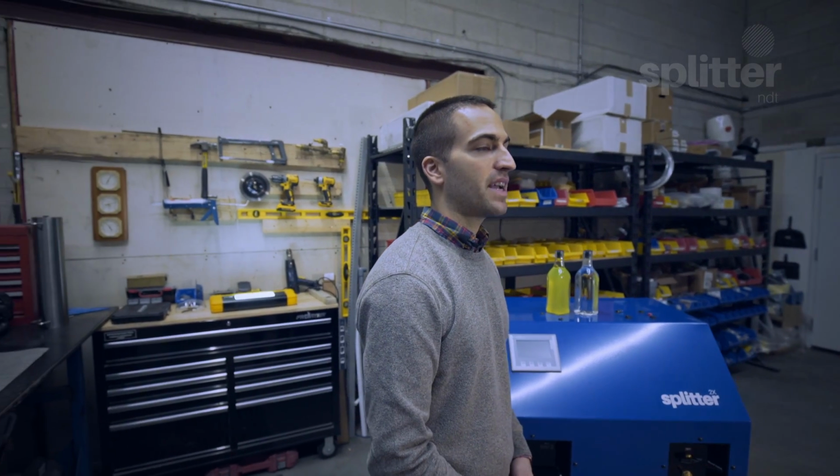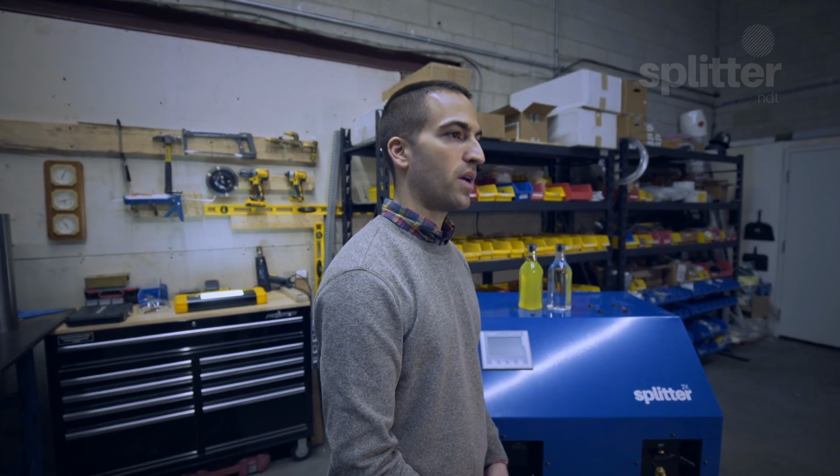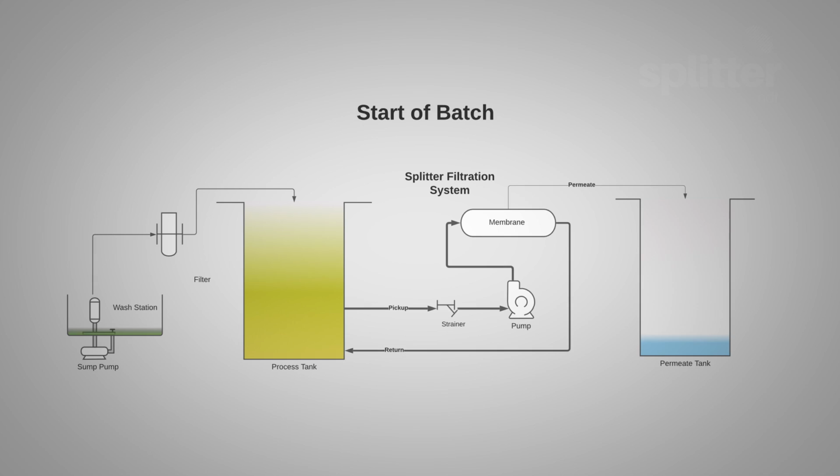So how do the Splitter 2X and 4X wastewater filtration systems work? Let's begin with a high-level flow diagram of the wastewater process. In the first diagram, you will find an example of the start of batch flow.